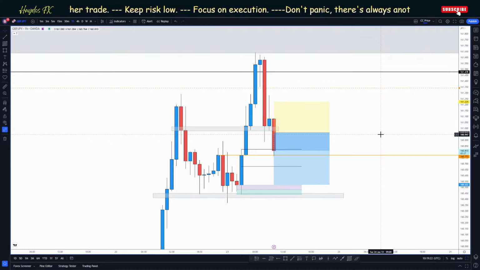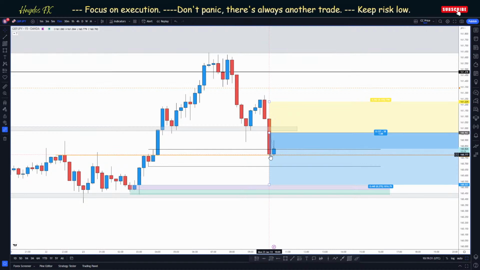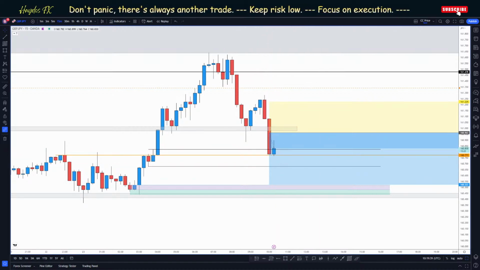So I'm just going to watch this to see what it does. The 15-minute did break that support and close lower. Close with no wick though at this area of interest. So can we just do the same thing? Close like a little tiny bullish candle and then start breaking the low.